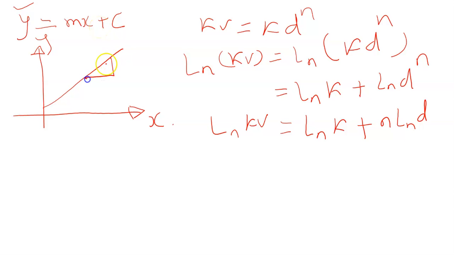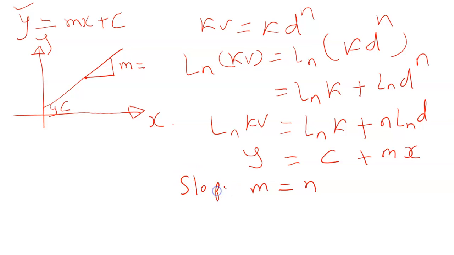So generally we say y is equal to mx plus c, the equation of a straight line, and the slope of the straight line is m. You can find out the slope of the straight line, and the intercept on the y-axis is c. So this is also the equation of a straight line: this is y and this is x, this is m x plus c. So here I can say that the slope of my graph will be n. If I need to find the graphical values of the constants, the slope of my graph will be n.